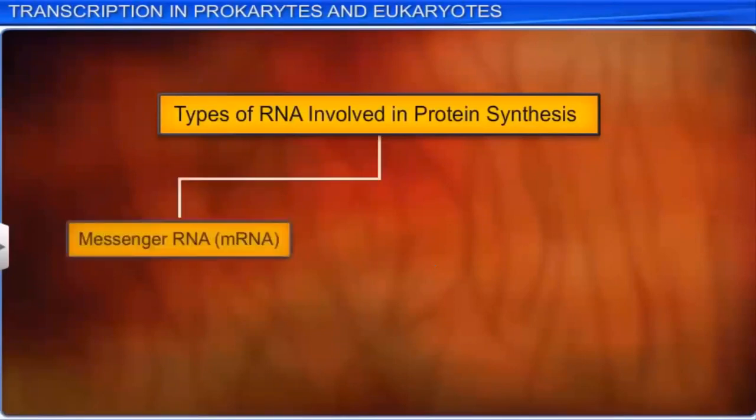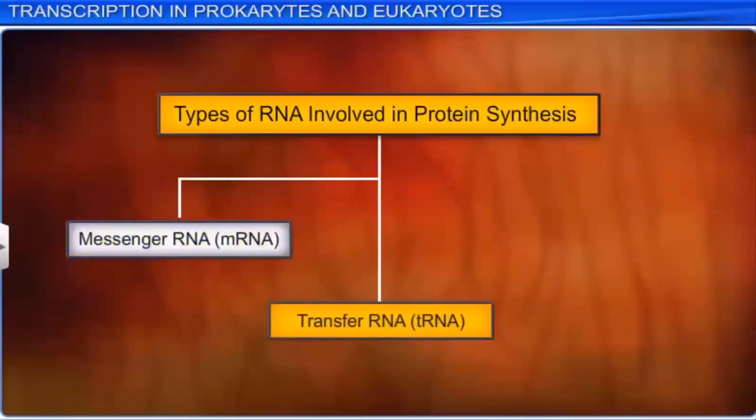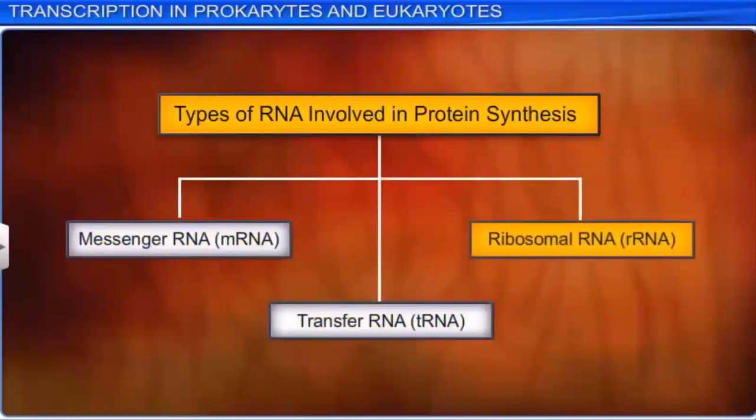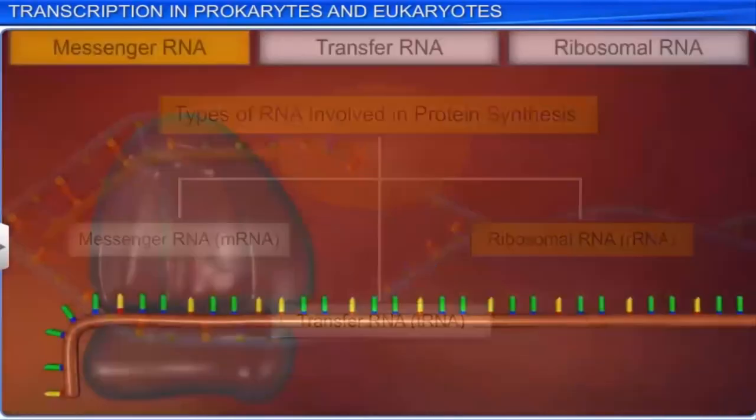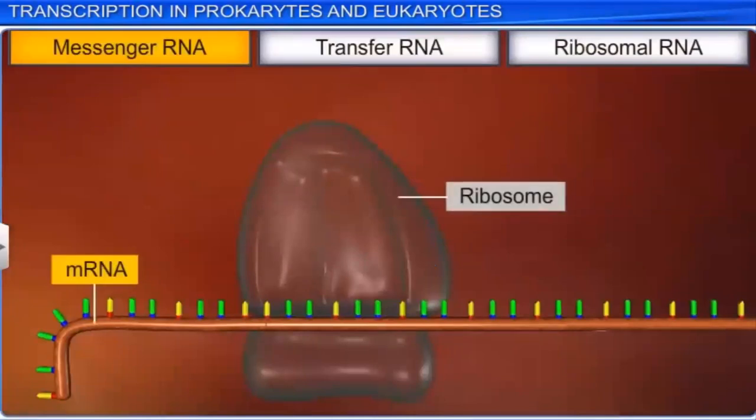Messenger RNA or mRNA, transfer RNA or tRNA, and ribosomal RNA or rRNA. The three types of RNA: mRNA carries the coding information to the sites of protein synthesis. It helps to put together amino acids to make protein.